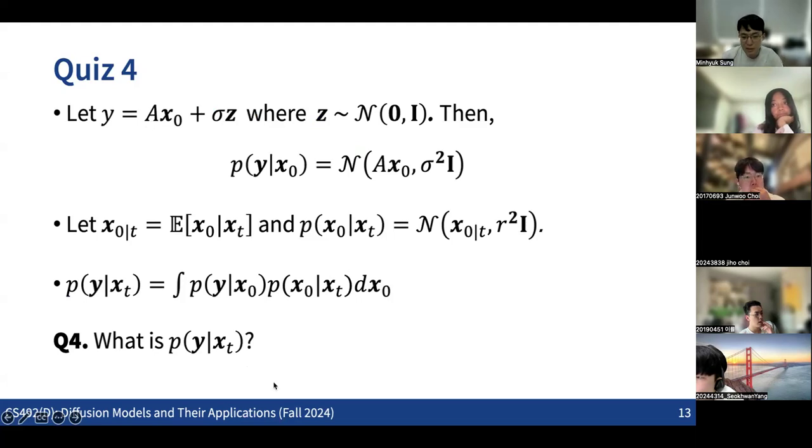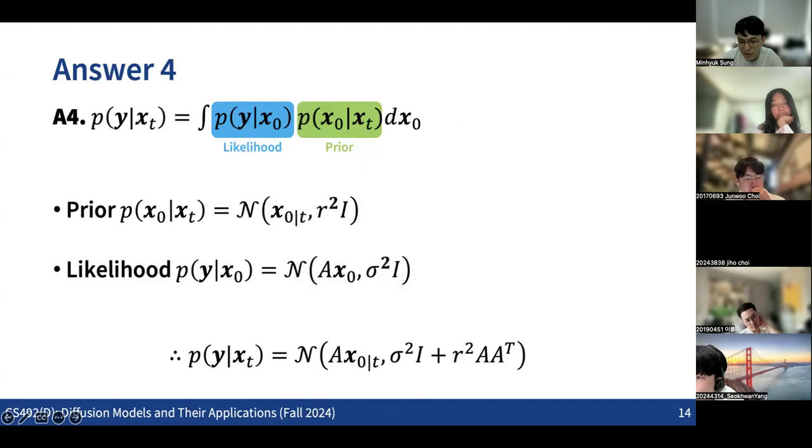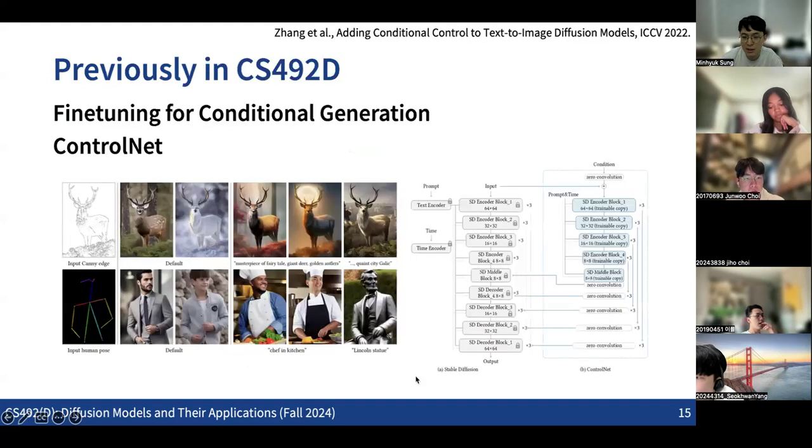Okay, so these are some of the details that we are going to see in today's lecture. Today, we are going to wrap up our discussion about guided generation. We have seen multiple cases of doing conditional generation, right? The first example was ControlNet, which is fine-tuning a pre-trained diffusion model with a conditional input, especially when you have pairs of the input condition and the outputs.